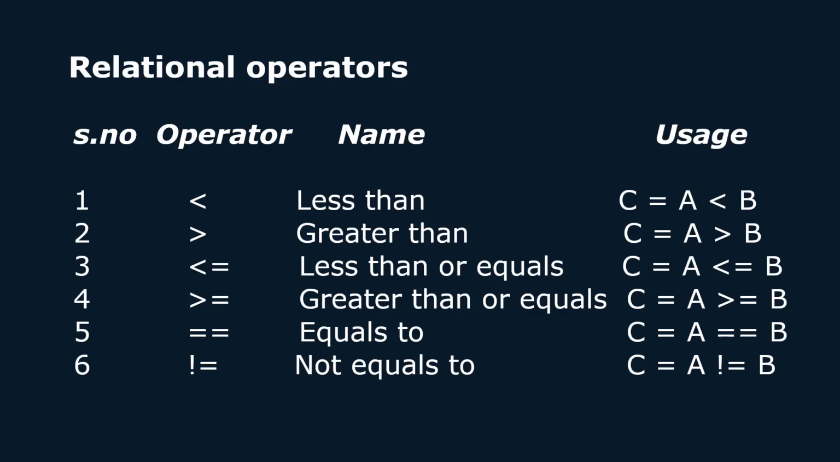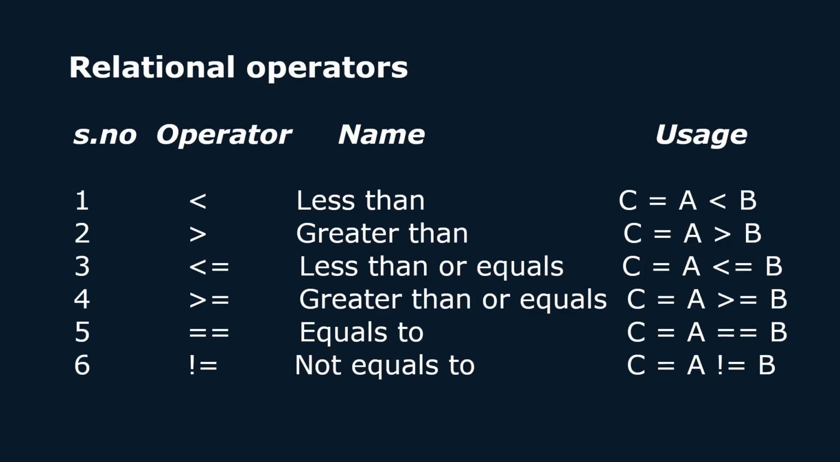The fifth operator is the equal to operator. It checks whether the first number is equal to the second number. Please note that in programming, a single equal to sign means the assignment operator. It assigns the value to the variable. And the double equal to is the equal to operator, which compares whether two numbers are equal or not. And finally, the sixth operator, the not equal to operator. It checks whether the two numbers are not equal.